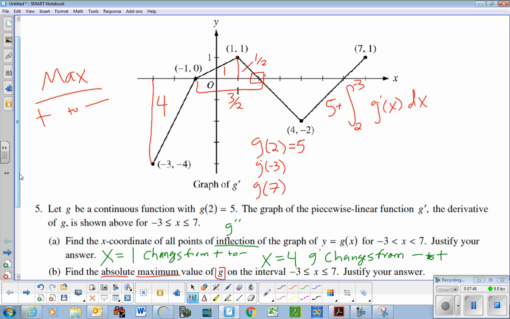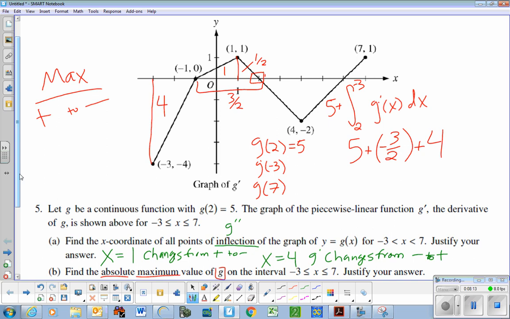So we have 5 plus, now let's see, negative 3/2. Why is it negative 3/2? Well, it's negative 3/2 because it goes left, it goes backwards from 2, from our point. And if something goes backwards from a point, it's negative. So it's negative 3/2.